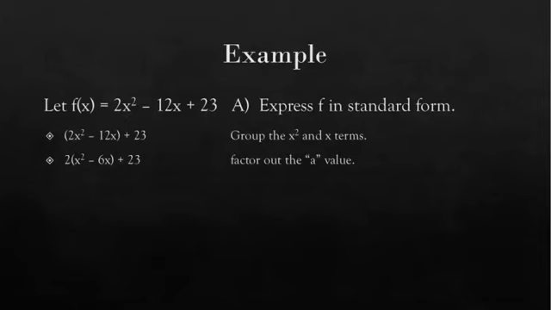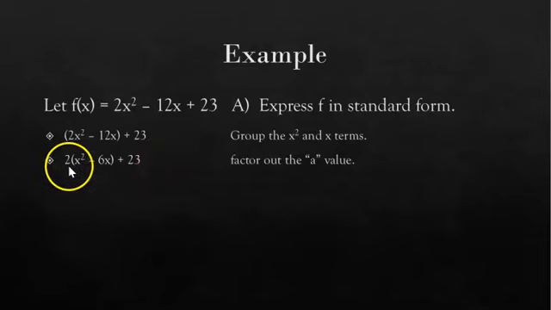Okay, next what we're going to do, we're going to take this number that's attached to x, also known as b, we're going to divide it by 2, and we're going to add b over 2 squared on the inside, and then we're going to subtract it on the outside.